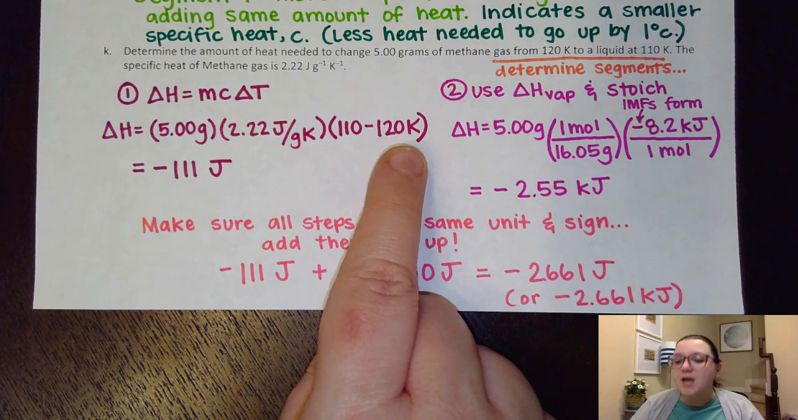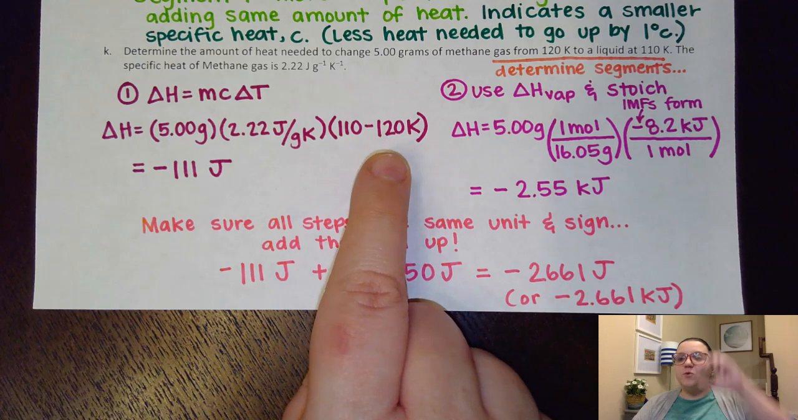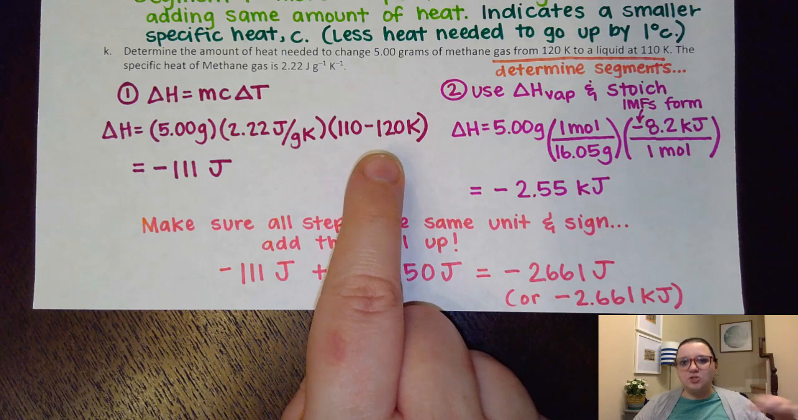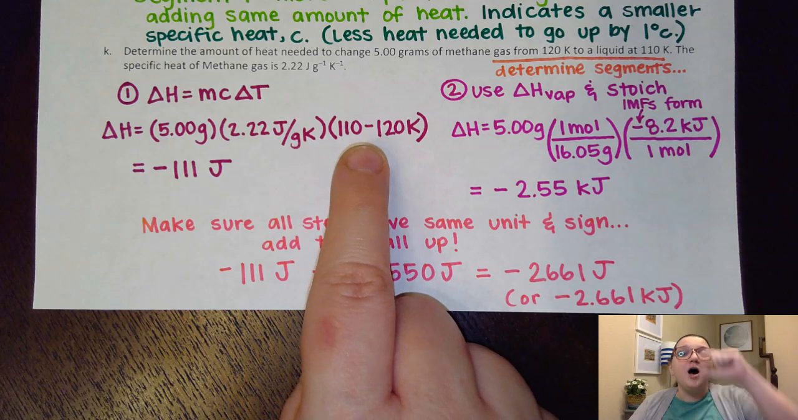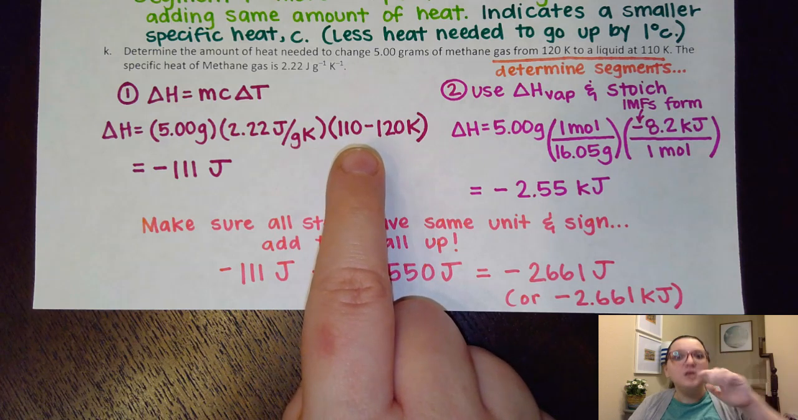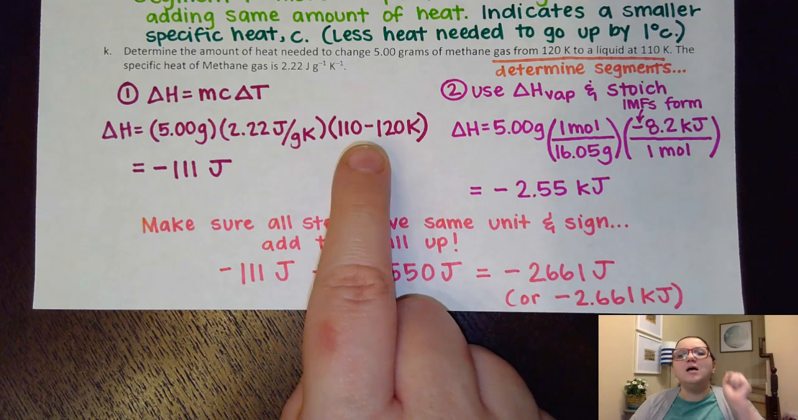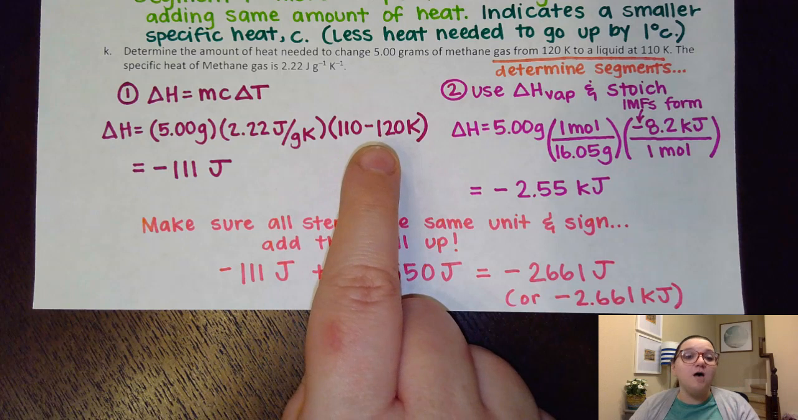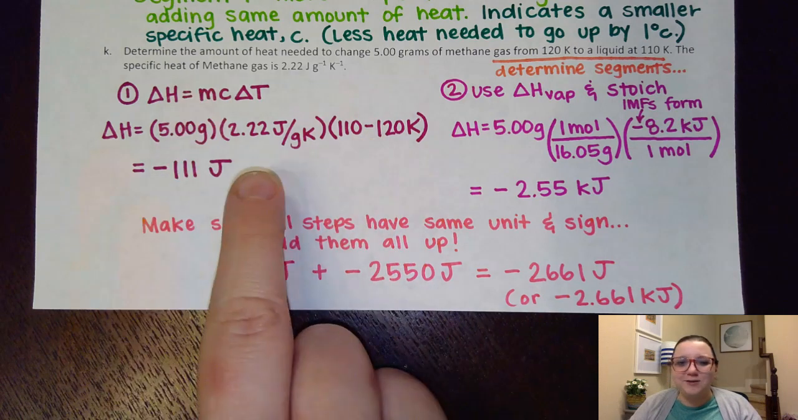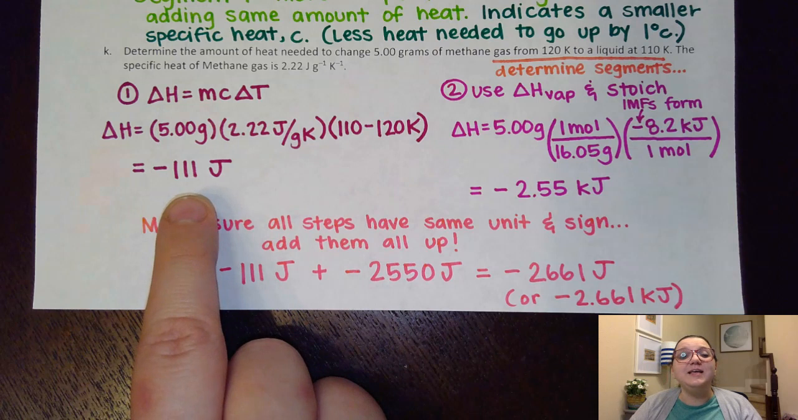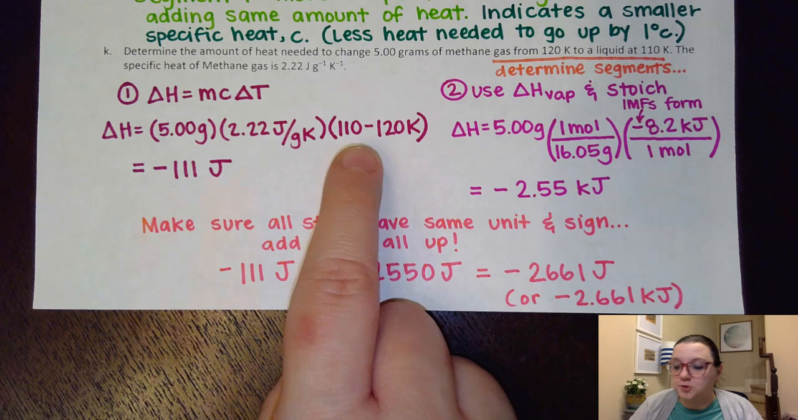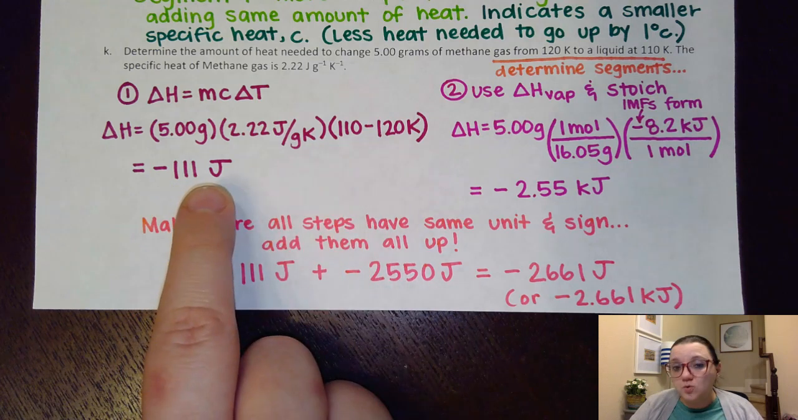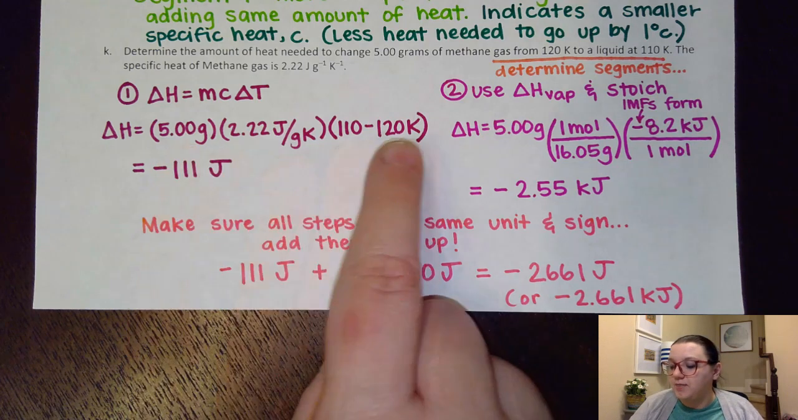Now, keep in mind that if you had multiple diagonal sections you were going through, you would only want to put the temperature change here of that diagonal piece. So be very careful. You might have a larger temperature change overall, but you only want the temperature change of that segment when you're calculating it here. Now, that did get a negative 111, so it came out negative because of the temperature change, and it gave us joules here when I canceled out the gram and the Kelvin.